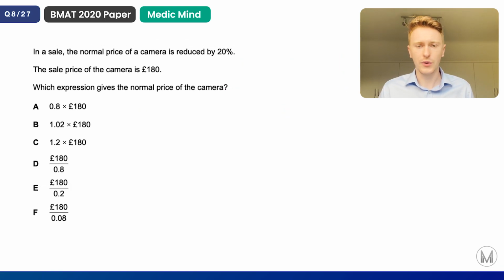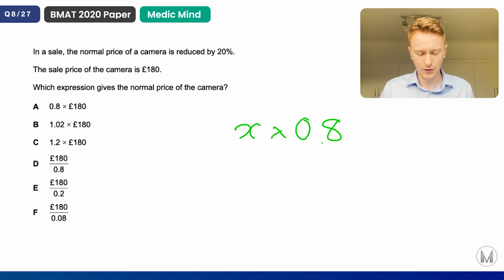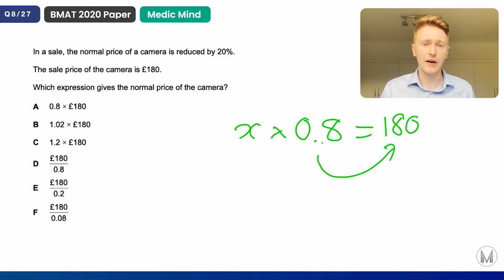Now let's look at this question, and this one's fairly straightforward, so we won't take too long on it. We know that the sale price of a camera is 180, but that's been discounted 20%. So we can start to set up an equation. We know that the price originally of the camera was X. It's been discounted 20%, so that's the same as multiplying by 0.8, and that should be equal to 180. We can simply then take over the 0.8 to the other side, and we end up with an expression of 180 divided by 0.8 is the same as X. So the answer to this one is D.